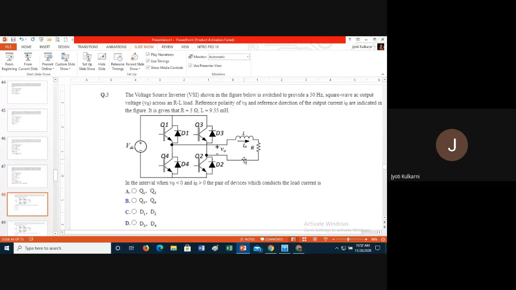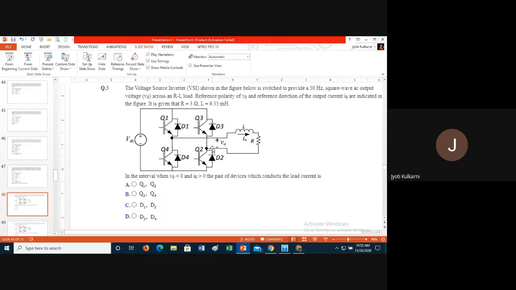Now look, if I want V0 negative, it means this particular terminal, this lower dot, has now become positive. If it becomes positive, it means this dot needs to connect to the positive polarity of the supply. What I said? This lower dot of V0 is to be positive. When will it be positive? When this dot connects to this positive VDC. So which devices will connect this dot to the positive supply of VDC?